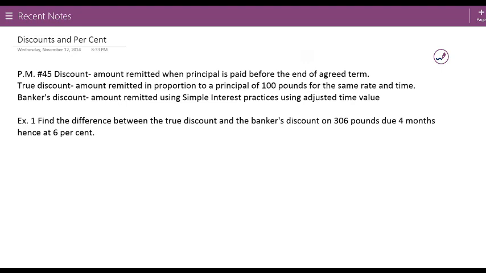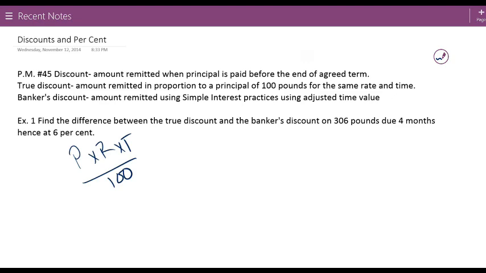Our first example states, find the difference between the true discount and the banker's discount on 306 pounds, due 4 months hence, at 6%. So the first thing we need to do is find what the amount would be, the pay amount, defined last time as the principal plus the interest, for a value of 100 pounds. So remember from last time, to find our interest, we have principal times rate times time over 100.